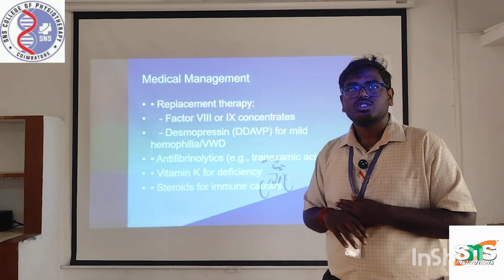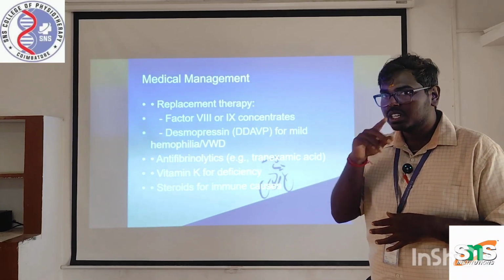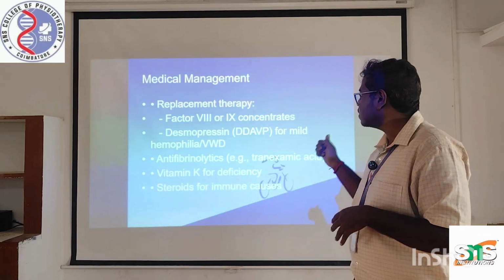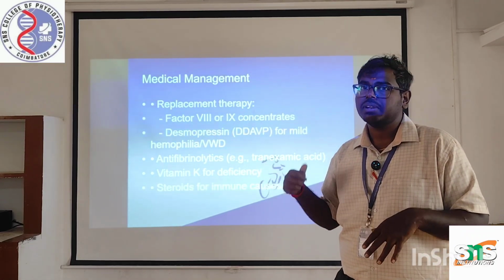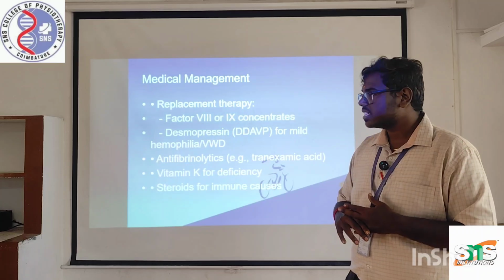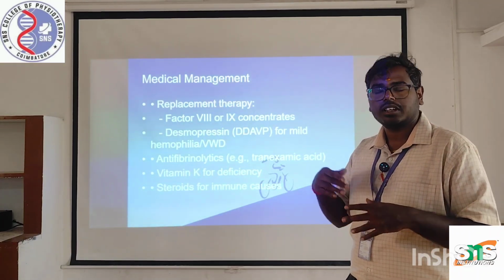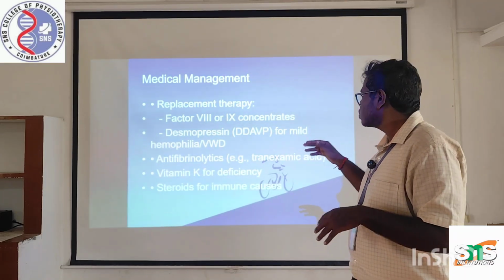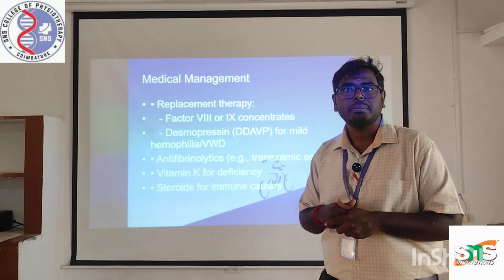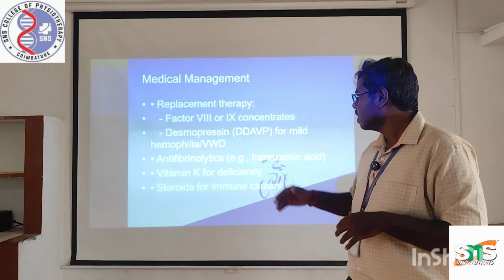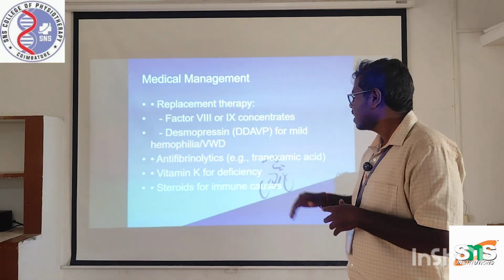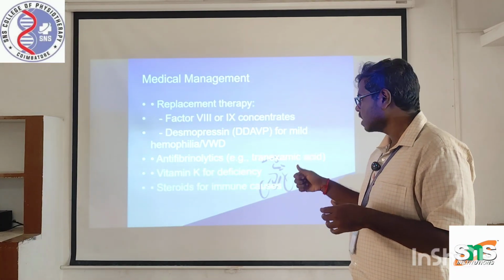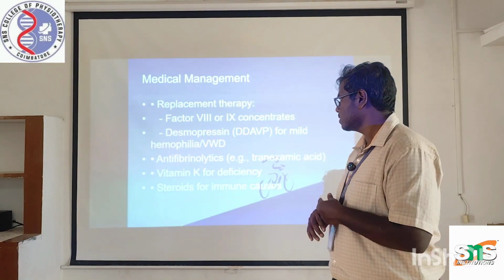Medical management of bleeding diathesis: the first is replacement therapy. By replacing factor 8 and factor 9 concentrates, we can control the bleeding. Next, a drug usually prescribed is desmopressin, which is widely used for patients affected by hemophilia. After that, we can also prescribe antifibrinolytics, vitamin K deficiency drugs, and finally steroids for immune deficiencies.